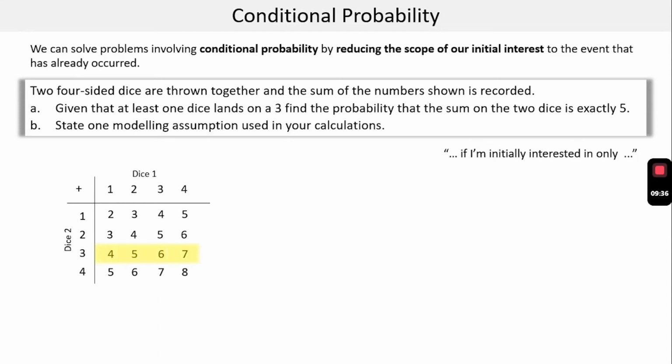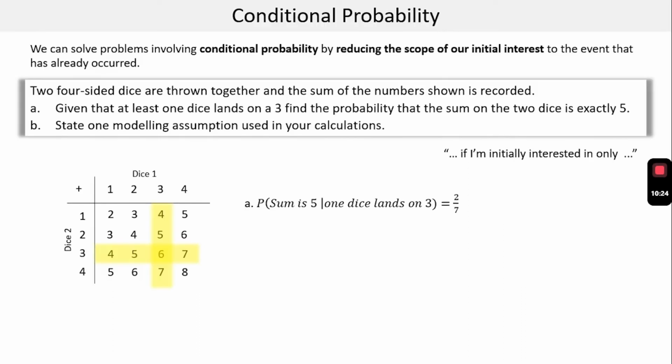That'll be these outcomes for dice number 2 and these outcomes for dice number 1. In total, there are 7 outcomes here that we're interested in. Out of those 7, how many lead to a sum of exactly 5? Only 2 of those 7 are a sum of 5. So the probability that I get a sum of 5, given that at least one of the dice lands on a 3, will be 2 out of 7.